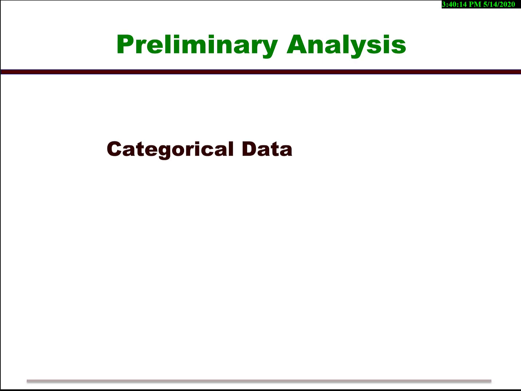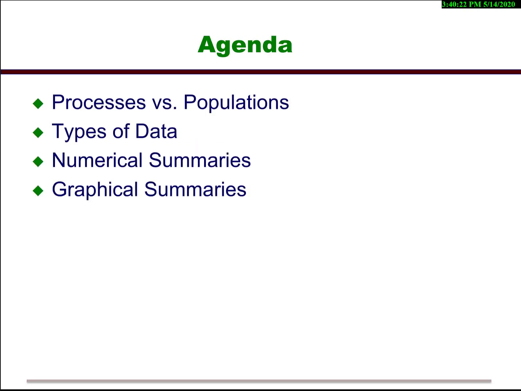Today we are going to talk about preliminary analysis, and we're going to look at it in terms of categorical data. So let's get started. The agenda for what we're going to talk about: processes versus populations and how they differ, different types of data, then some numerical summaries for categorical data, and finally some graphical summaries.